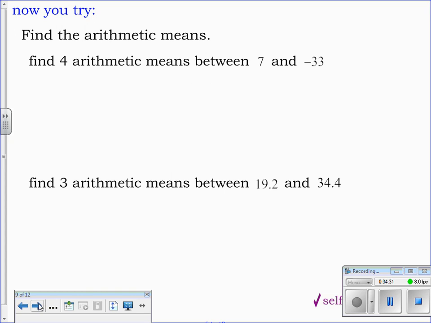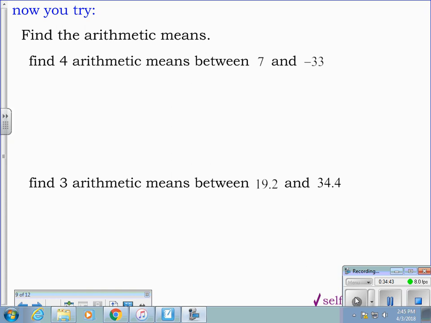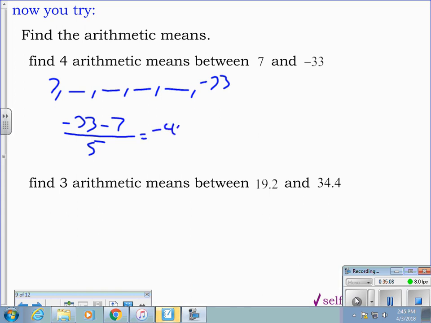I want you to find these two. Find the arithmetic means, figure out what D is, and then find the numbers between them. Okay, so let's go ahead and do these. So I'm going from 7 with 1, 2, 3, 4 blanks that I need to fill in. So I take the last term, negative 33, minus the first term, 7, and I have 4 blanks, so I divide by 1 more than that, divide by 5. Negative 33 minus 7, that's negative 40, over 5, that's negative 8.